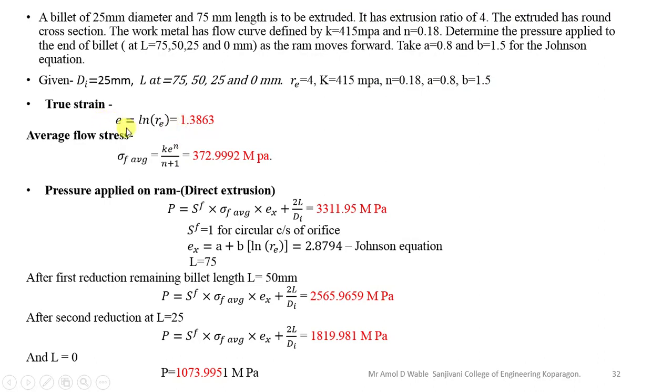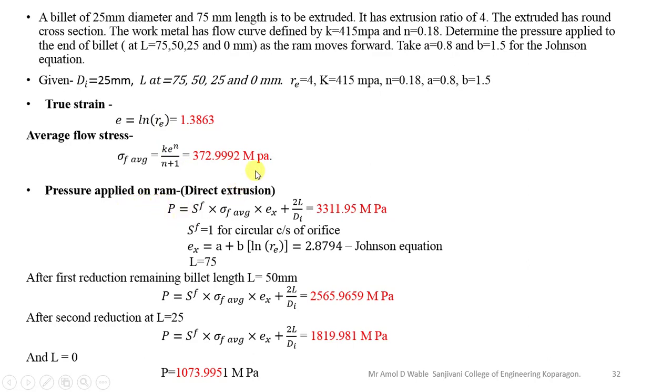So true strain is what? ε is equal to ln of Rx, so it is a ratio of AI upon AF. Here the value comes to 1.3863. Average flow stress will be K ε raised to n upon n plus 1. You put the values. K is given, ε we have found out, and the value of n is known to us. So it is 672.992 megapascal.